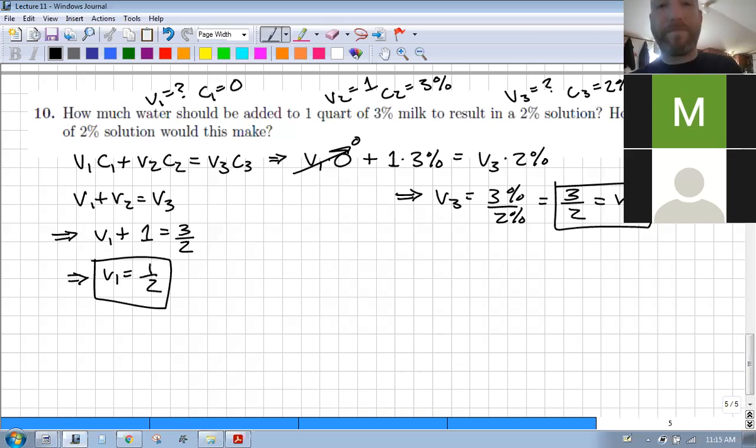All right. So this is a tricky problem. It's a mixture problem. Again, there's 6 variables. They're giving us 4 of them. We have to solve for the other 2. Okay.